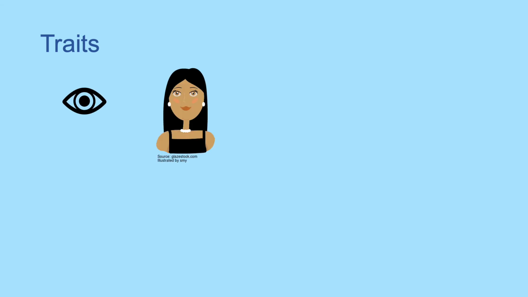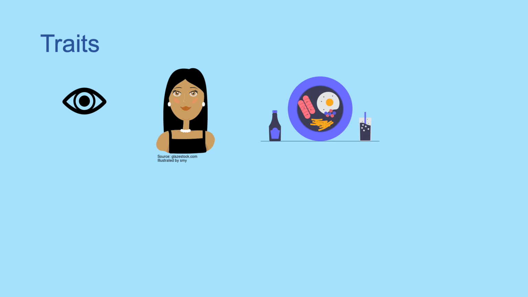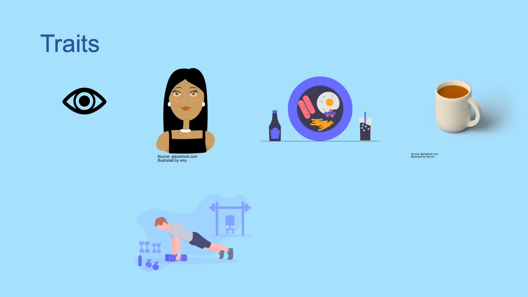The last type of testing result we will be talking about is traits. A trait is a visual, physiological, or behavioral characteristic of a person. For example, eye color, skin color, and hair type are all affected by our genes. Other less obvious examples are ability to absorb nutrients, caffeine metabolism, weight loss response to exercise, and even whether you like to snack or not.